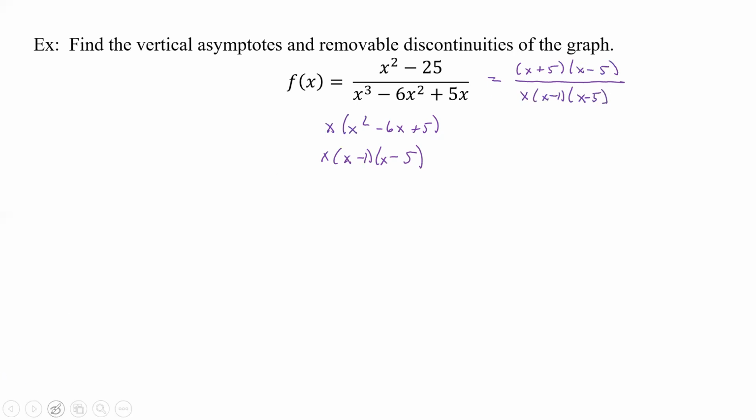So what do we have now? Well, let's go ahead and see if we can cancel anything. Well, x minus 5 cancels. All right, so that's that. Now we want to find vertical asymptotes and removable discontinuities of the graph. Well, first, what is our domain? Well, a domain is going to be all real numbers except what? Well, we can't have 0, we can't have 1, and we can't have 5, so except x equals 0, x equals 1, and x equals 5.